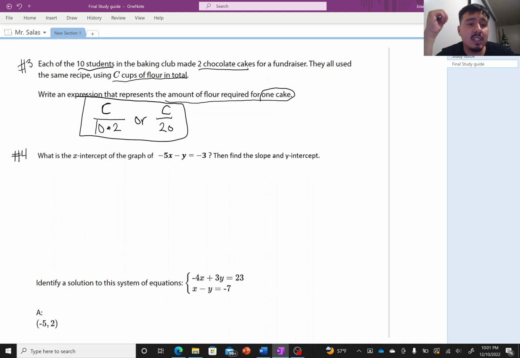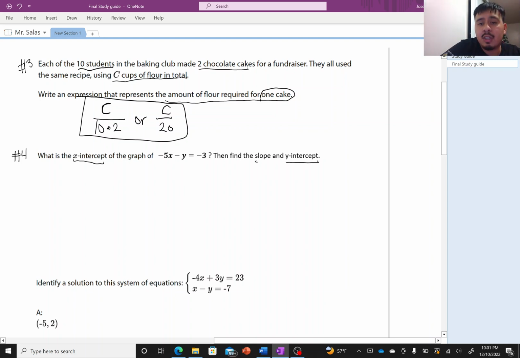What is the x-intercept of the graph negative 5x minus 3 is equal to negative 3? All right, whoops, I think I read that wrong. Negative 5x minus y is equal to negative 3. Then it says, find the slope and y-intercept. So check this out. Whenever I do these problems, I'm looking for 3 components, right? I'm looking for the x-intercept, the y-intercept, and the slope.